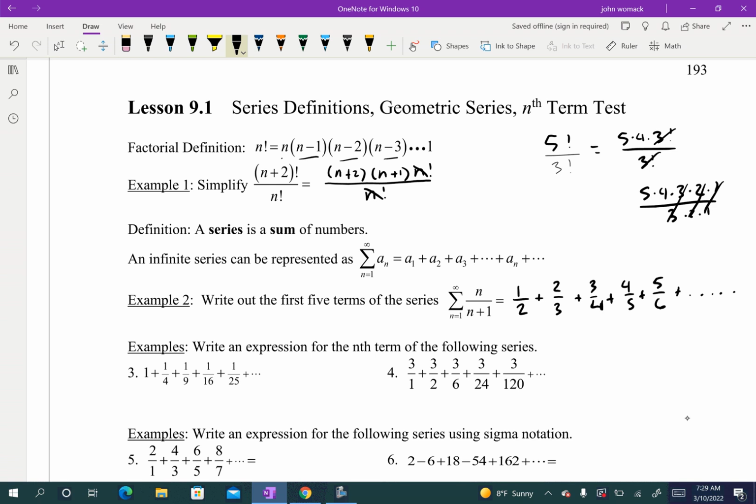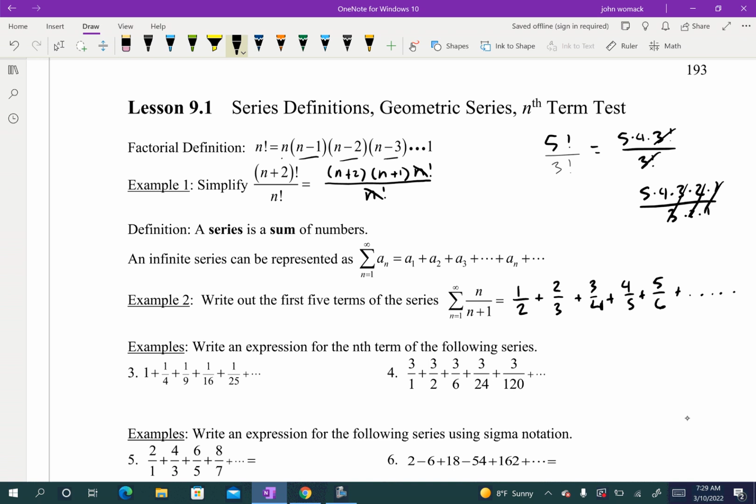Okay, if you look at examples 3 and 4, we're just working backwards. It wants me to write an expression for the nth term of the following sequences. For the first term I get 1, the first term of this series. The second term of the series I get a 4th, a 9th, a 16th, a 25th. I want to come up with an expression that represents the nth term, so I could find the 10th term or the 20th term or the 100th term.